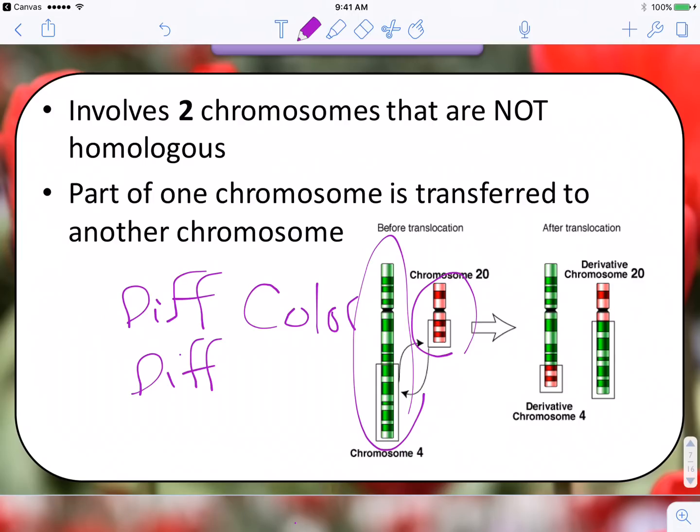And so it's basically the same as crossing over, except you're doing it between non-homologous chromosomes. So that section from dad's chromosome 20, if we say this is dad, this is mom, will be attached to mom's chromosome 4. And then mom's chromosome 4 attachment will be added on to dad's chromosome 20.